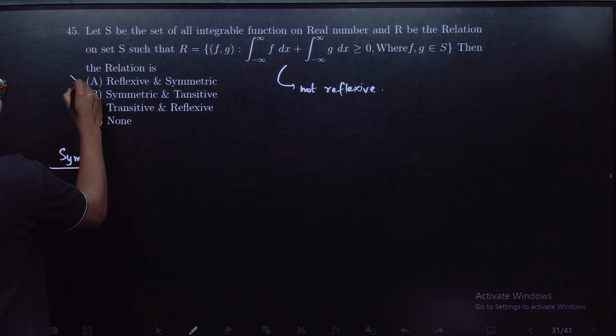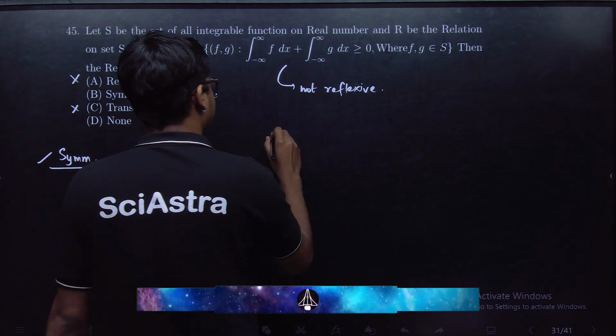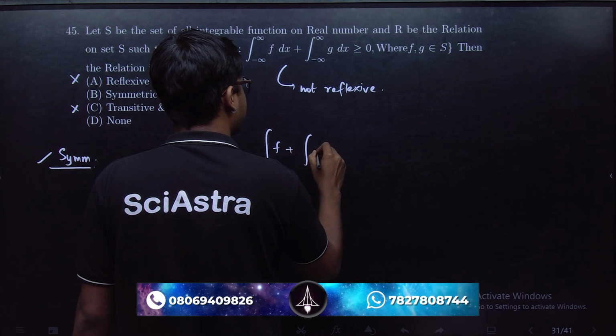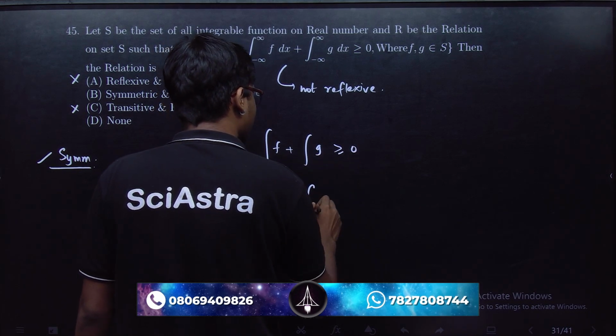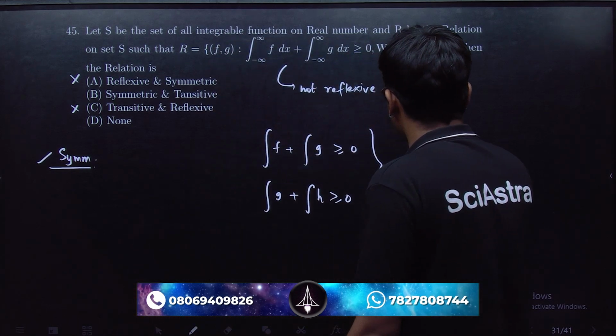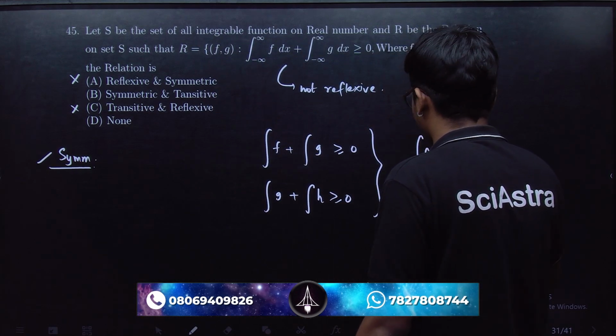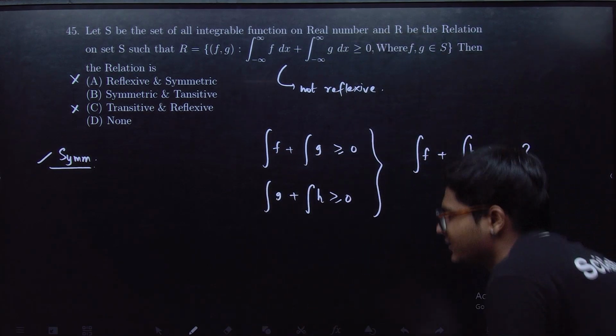So obviously A is incorrect. It's not symmetric, so C is incorrect. But we need to check for transitive, because we don't know whether it's transitive or not. So it's symmetric. But transitive, observe that integral f plus integral g, suppose it's greater than or equal to 0, and integral g plus integral of h is greater than or equal to 0. We want from here that the integral of f plus the integral of h should be greater than or equal to 0. Can we make any predictions about this?